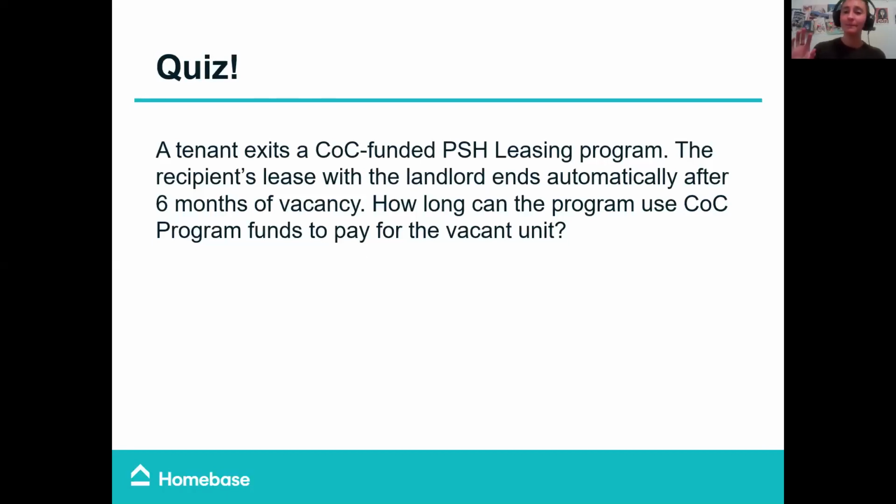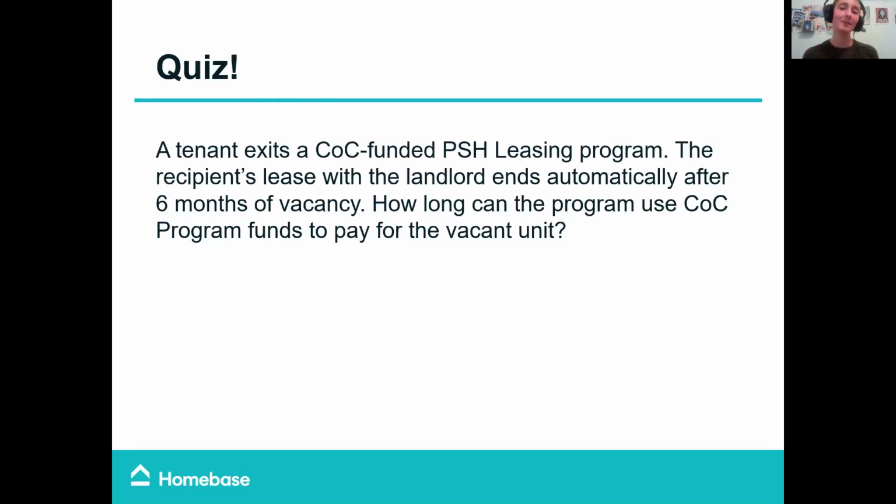So the correct answer here, which most of you caught on to, was until the lease ends, 6 months after the client exits. That's because in leasing you're responsible for abiding by the terms of your lease, and under the terms of this lease, the lease doesn't end until 6 months after a vacancy. So you're actually both allowed and also obligated to pay for the vacancy for that long.